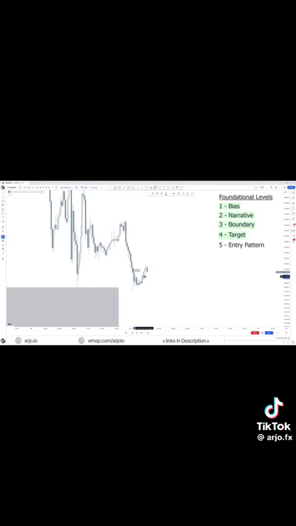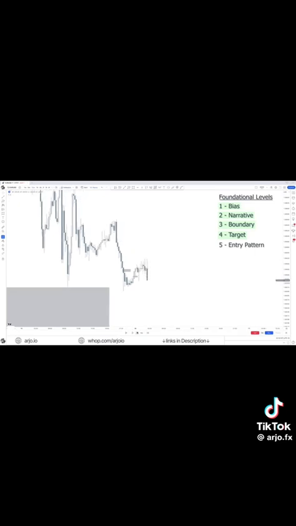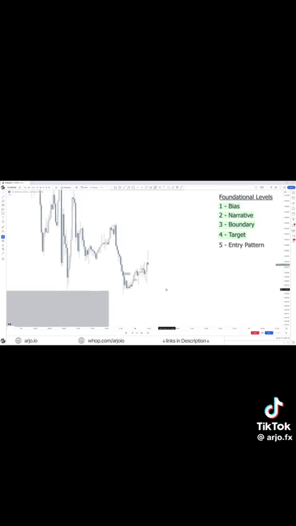Now, whilst I'm going over this entry pattern right here, you might have noticed that every single boundary we have used thus far basically consists of fair value gaps. Isn't it funny that you get thrown so many concepts at you?